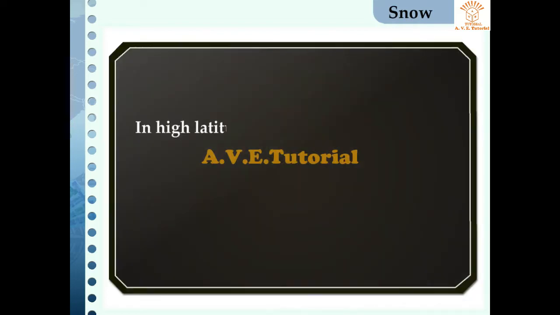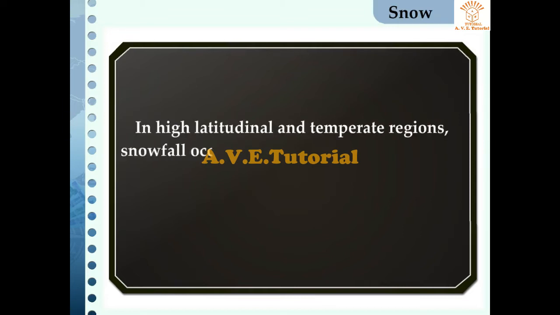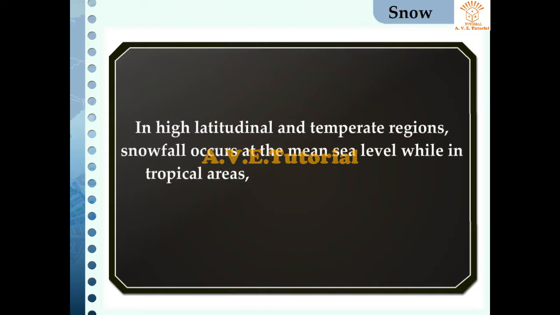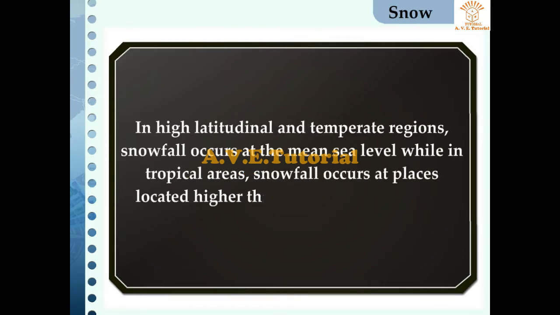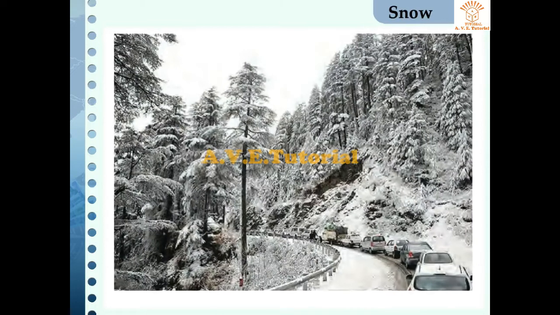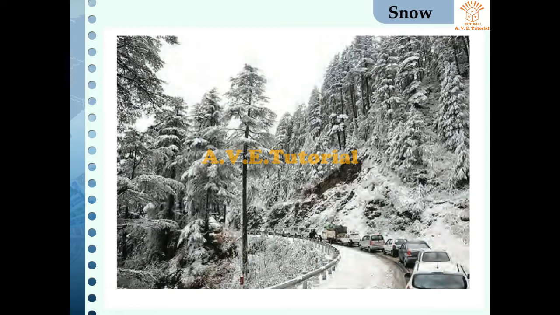In high latitudinal and temperate regions, snowfall occurs at the mean sea level, while in tropical areas, snowfall occurs at places located higher than the snow line altitude. As snow is in the solid form, it does not flow like water. Layers of snow get deposited.